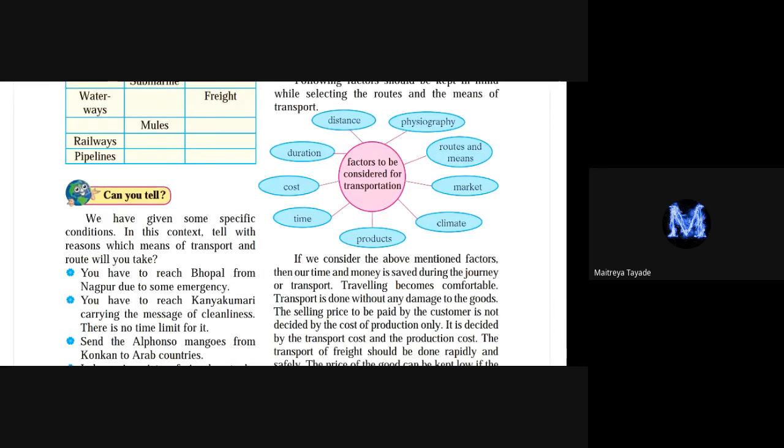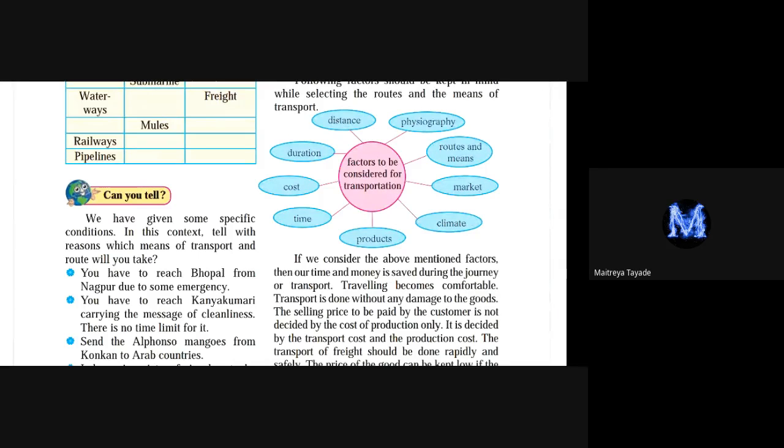Now, factors to be considered for transportation. Here 8 to 9 factors are given, which you have to take into mind while deciding the way of transport or way of traveling. So here is distance. You have to think how much distance I have to travel. Even duration, how much time you have with you, or whether it is an emergency or urgency. Cost, you have to consider also.